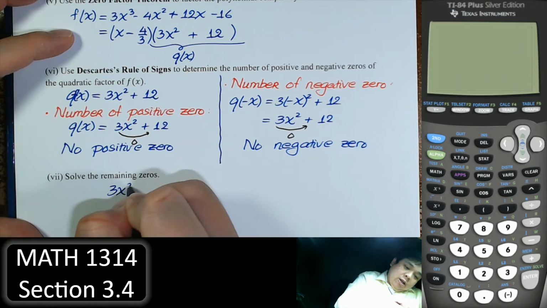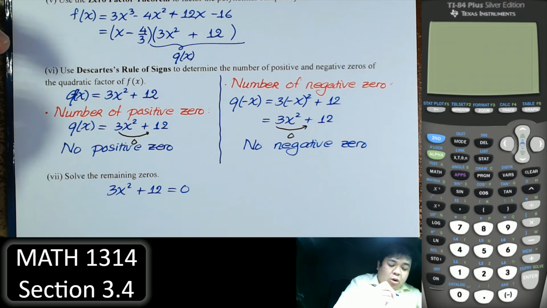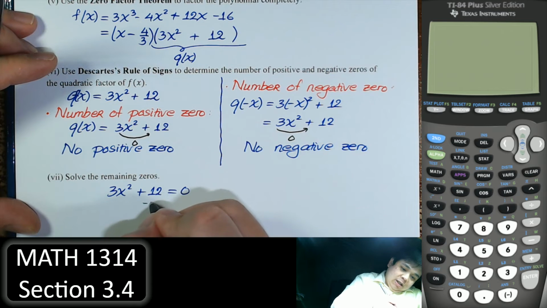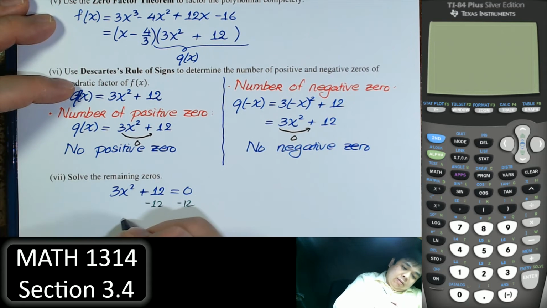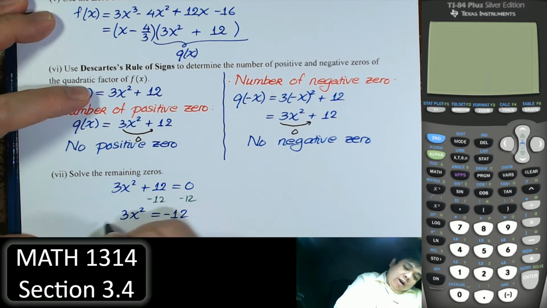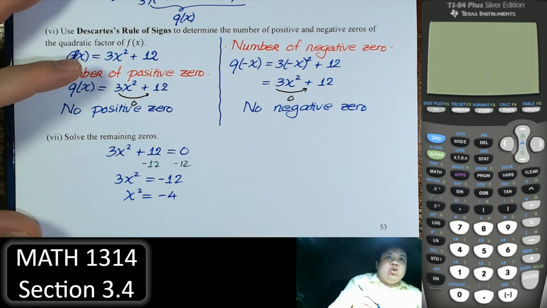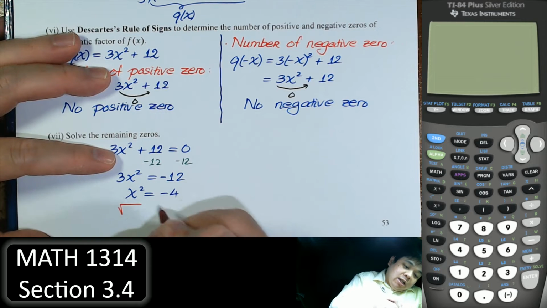Right, so the rest is easy. 3x squared plus 12 equal to 0. I'm not going to even use the quadratic formula here. That's easy. Just subtract 12 on both sides. 3x squared equal to negative 12. Divide by 3 on both sides. x squared equal to negative 4. And we take the square root on both sides. Just keep in mind when we do that, there's plus or minus.